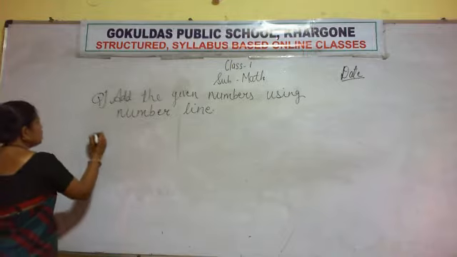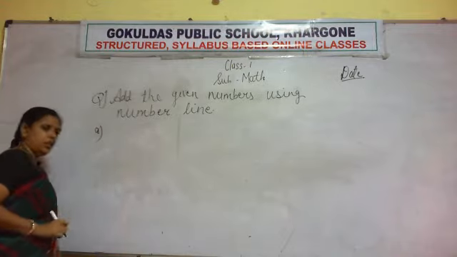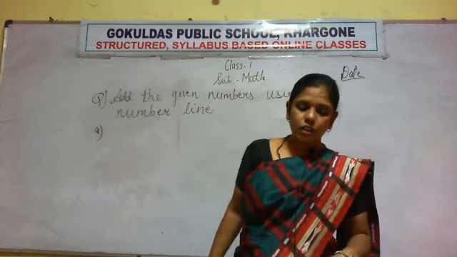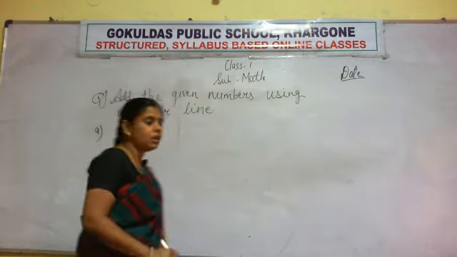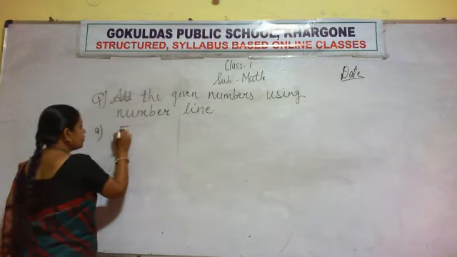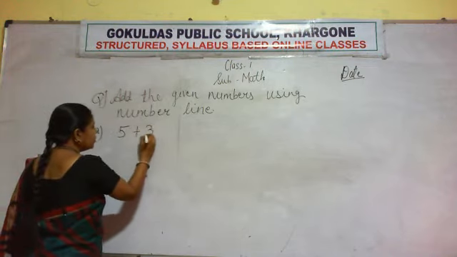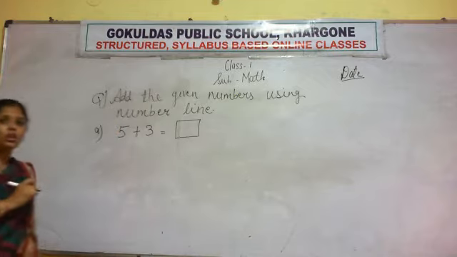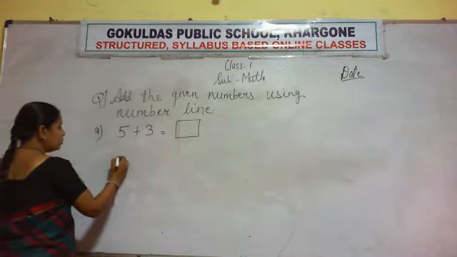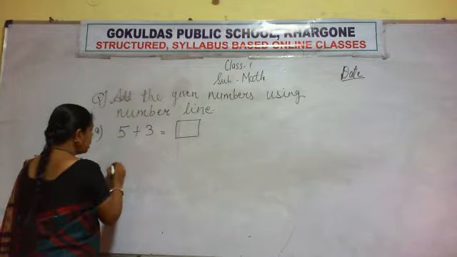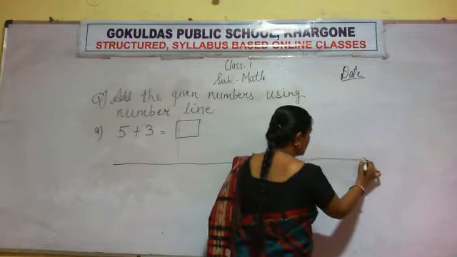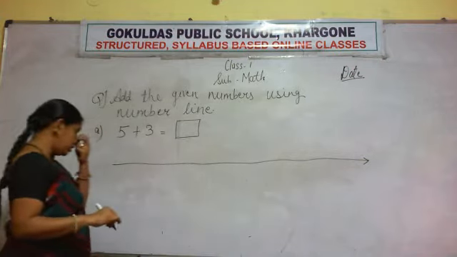The first question is already solved in the book, but we are writing in the notebook. So write the first question first. What is the question given? 5 plus 3. Now draw the number line. Use a scale for drawing the line.